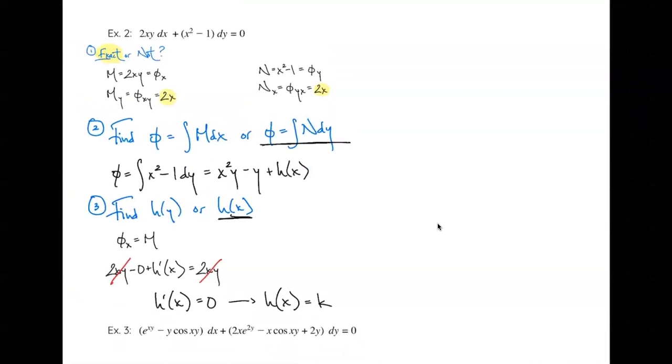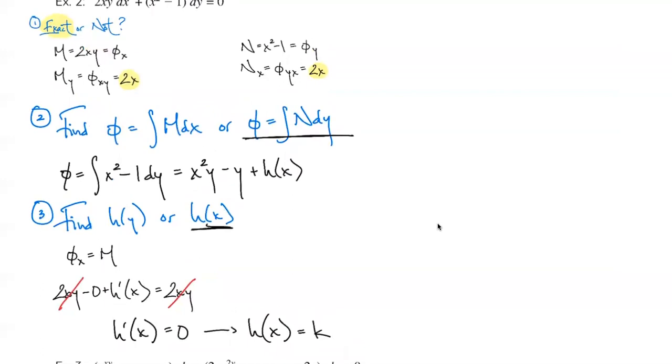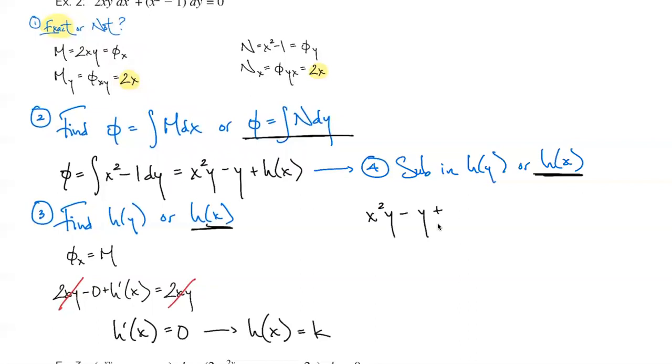Our final step is just to take our newly found function and plug that in to what we had over here. And so maybe we can go ahead and mark off step 4 right next to this. So step 4, we're going to sub in either our h of y or our h of x, depending on what we found. In this case, it's h of x. So we'll get x squared y minus y plus k equals some constant.